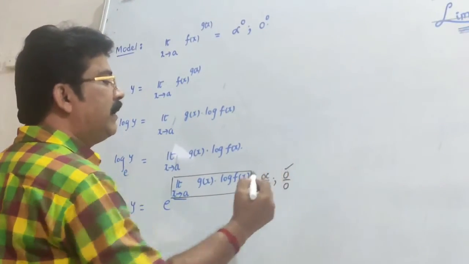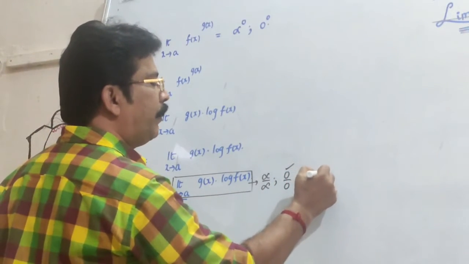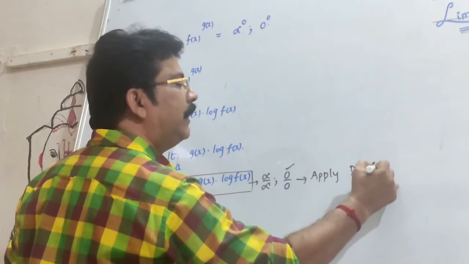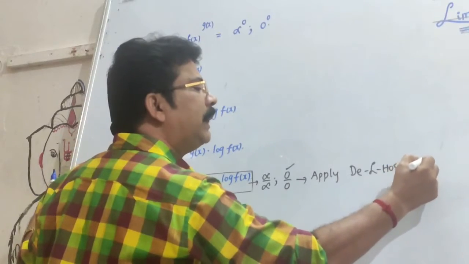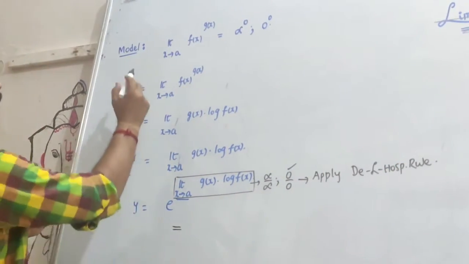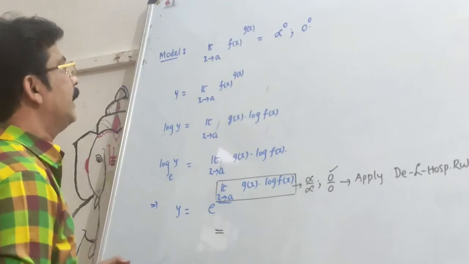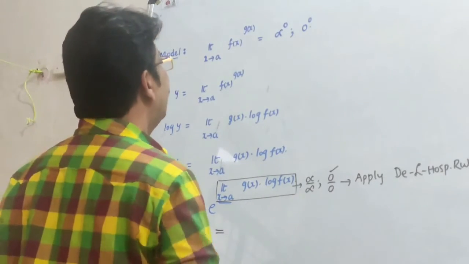99.99% we put in the form of 0 by 0, then apply the L'Hospital rule. This is the procedure for finding the value of the given limit, x tends to a, f of x whole to the power of g of x.